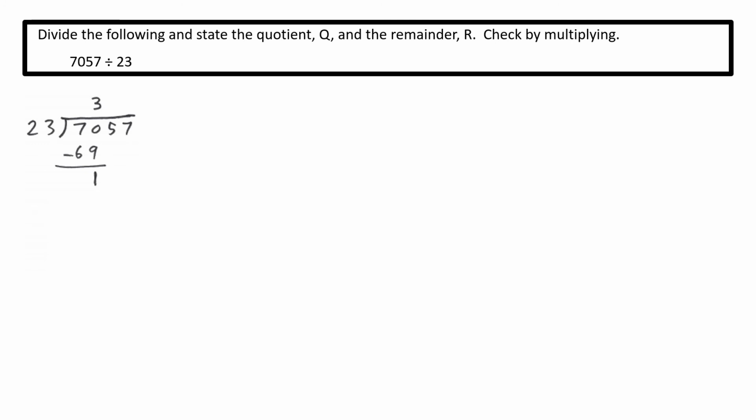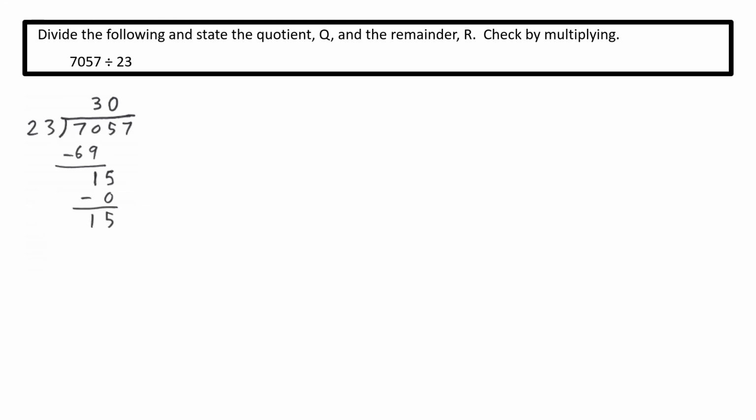We then bring down the next digit, which is 5. Now we ask, how many times does 23 divide into 15 evenly? And it does not, so that means it goes in there 0 times evenly. We need to write that 0 up above as a placeholder. We then multiply the 0 by the 23, which gives 0, and then we subtract.